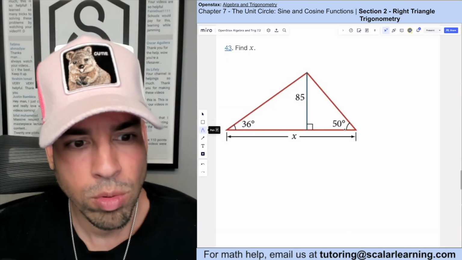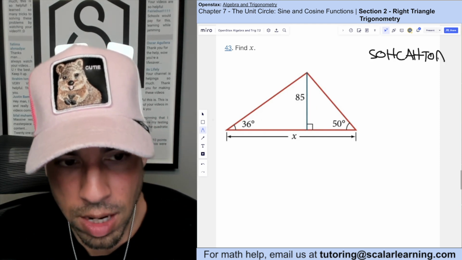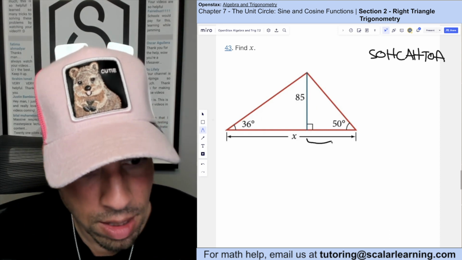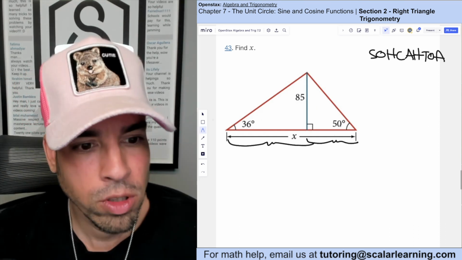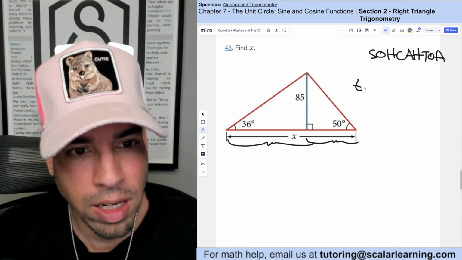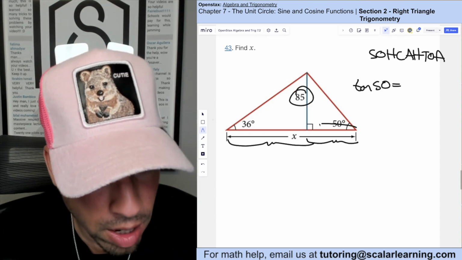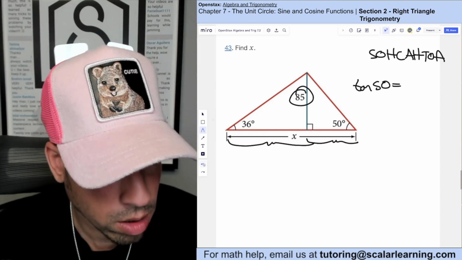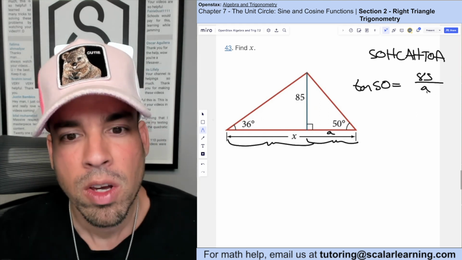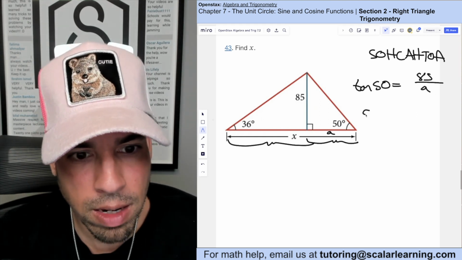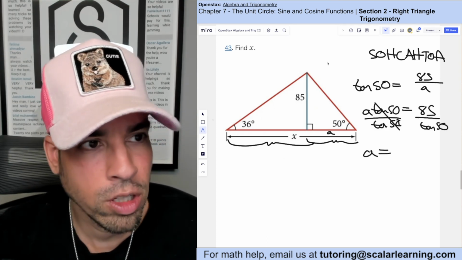Boom, done. So this one says find x, and we're going to use trigonometry to do so. So I'm going to write SOHCAHTOA up here. Now, what I would love to do is be able to find this segment here and then this segment here and then add them together. So the first thing is I'm looking at this 50 degrees, and I'd love to take tangent of 50, and I want to show you why. Tangent of 50 equals opposite over adjacent, which is that little piece that we want. So it equals 85 over, and let's call this value a. So 85 over a. To solve, now we're going to multiply both sides by a, and then simultaneously divide by tangent of 50. And to get that approximation, let's plug it into Desmos.